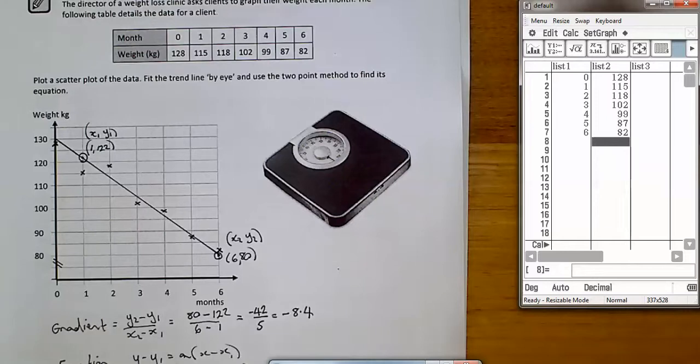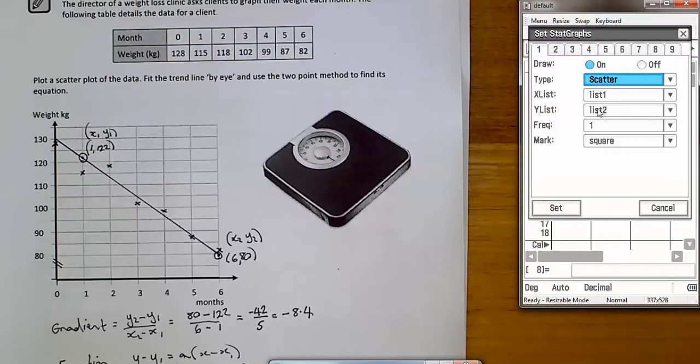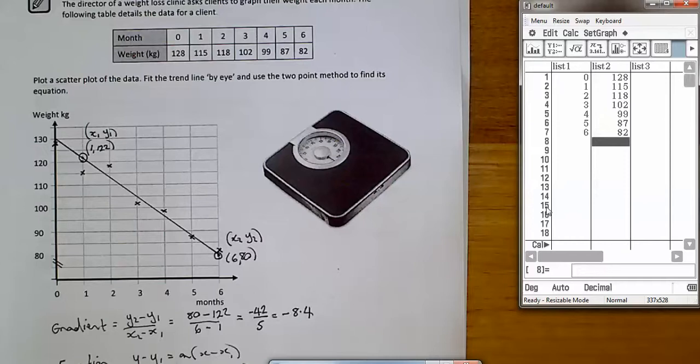Before you draw one of these graphs, it's often a good idea to set up your graph correctly. So look under Set Graph, and we've got Graph 1 we're looking at, and click on Setting for Graph 1. It tells us the type of graph we're going to draw is a scatter graph. That's good, we want that. The X list is in list 1, the Y list is in list 2, that's really good. Frequency is 1, that just means each piece of data was entered individually. And they're all going to be marked with little squares. All that's okay. I can click Set, so that's all ready to go.